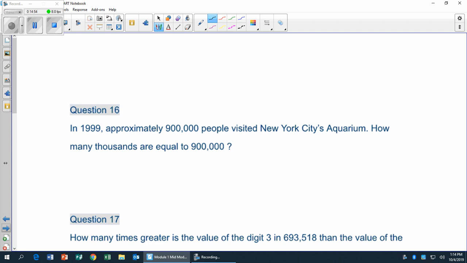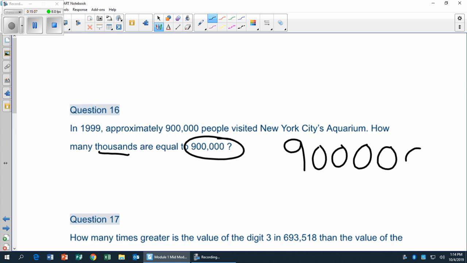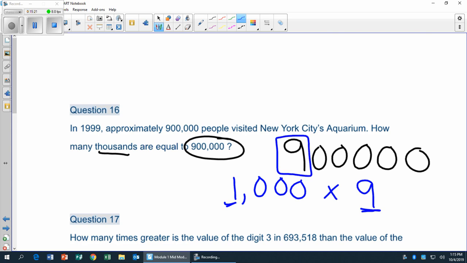Question 16. In 1999, approximately 900,000 people visited New York City's aquarium. How many thousands are in 900,000? So if I have 900,000 and I want to see how many thousands are in it, we're going to work backwards. We're going to take our thousands, and we know we have to multiply it by 9, because 9 times 1 would give me 9. And then, if we multiplied by 1,000, that would be 1, 2, 3 zeros. So let's get rid of 1, 2, 3 zeros. How many zeros are left? 2.